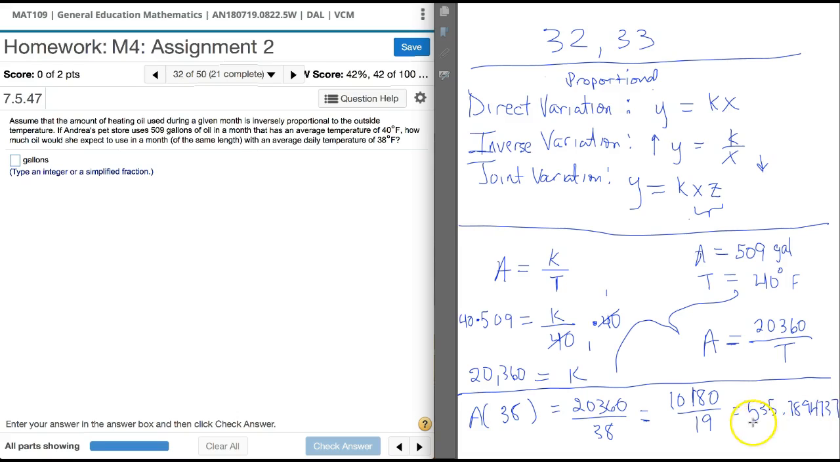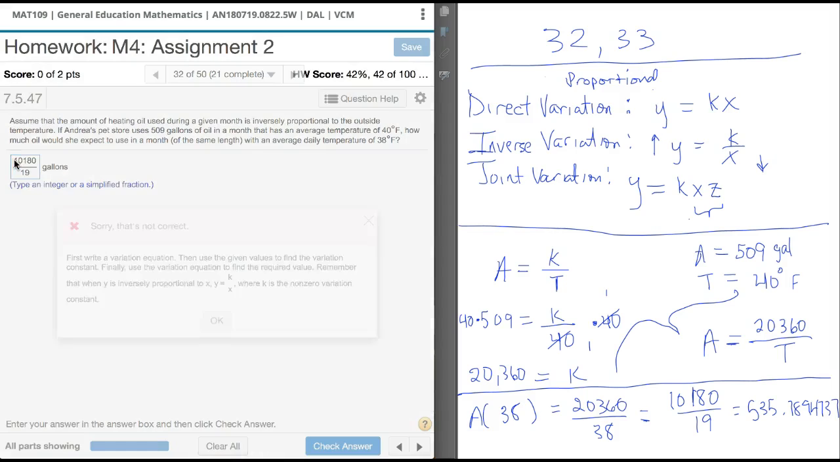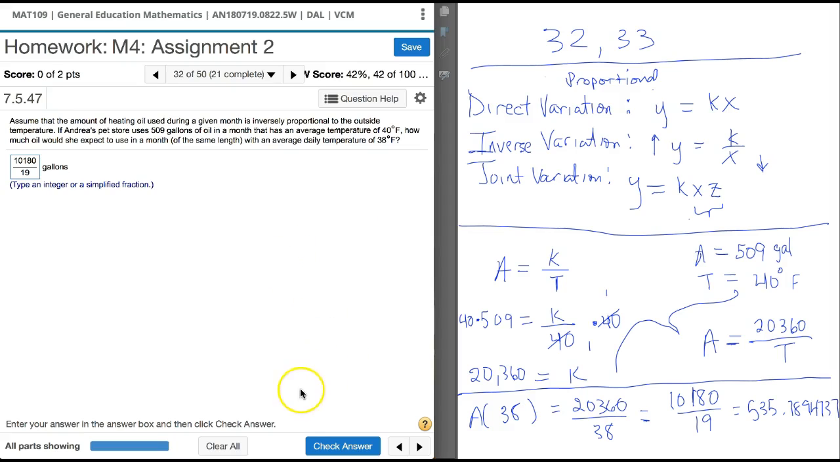7894737. Okay. But the thing is that this does not want that answer. So according to what the directions say, I need to write it as 10,180 divided by 19. All right. And they're saying that they don't like that. So we got to see what's going on here.